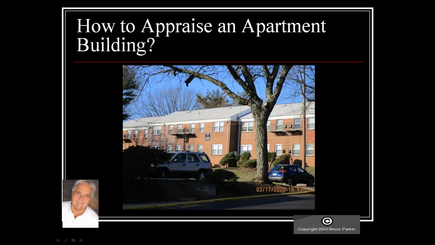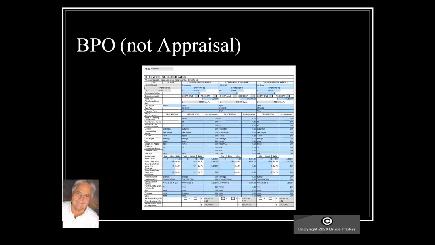So the gross rent multiplier is a rule of thumb, which means it's kind of accurate, but it's not as accurate as value by income. Value by income is the net operating income divided by the cap rate.